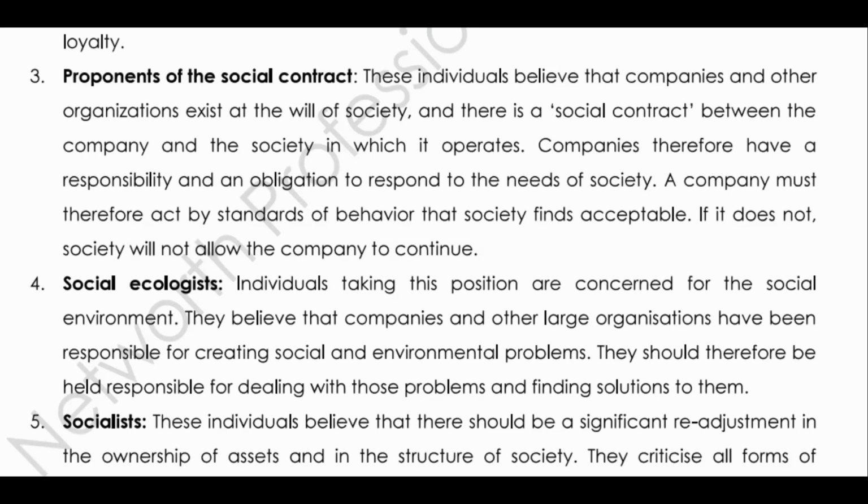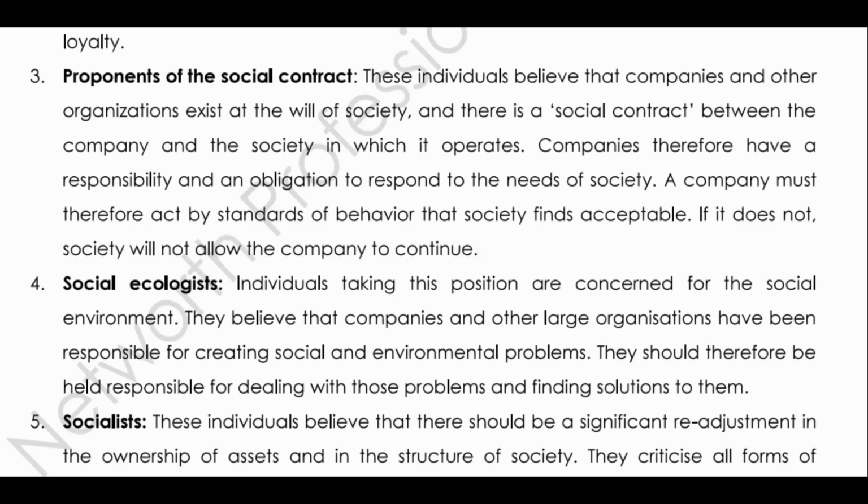Now, 4, the social ecologists. Individuals in this position, their focus is the environment. Their focus is the environment because they know that companies are responsible for all these environmental problems. Even this whole global warming. Tell me, who's responsible for global warming? It's the companies. Companies that operate heavy machinery, vehicles, and all of that. They are responsible for global warming. So social ecologists believe that we should hold them responsible. That's why you see that people are now going for greener options. Do you get? They now go for greener options.